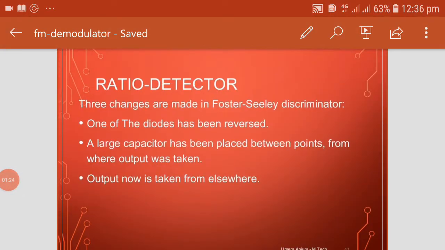In the ratio detector, three changes are made in the Foster-Seeley discriminator. One of the diodes has been reversed. A large capacitor has been placed between the points from where output was taken. Output now is taken from elsewhere.